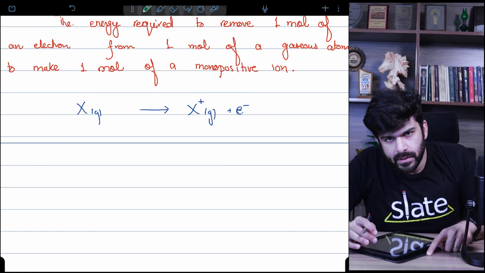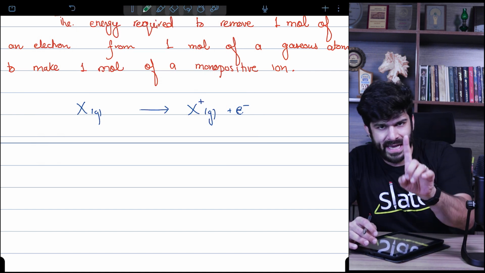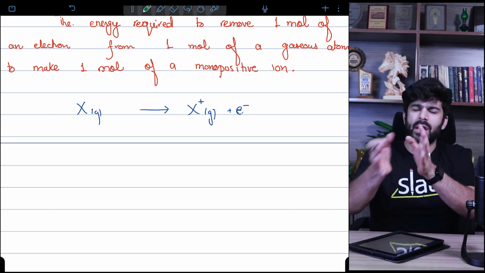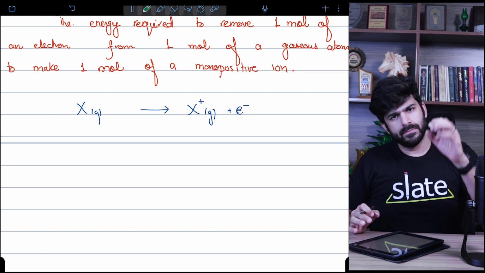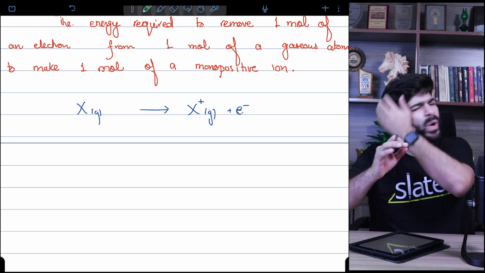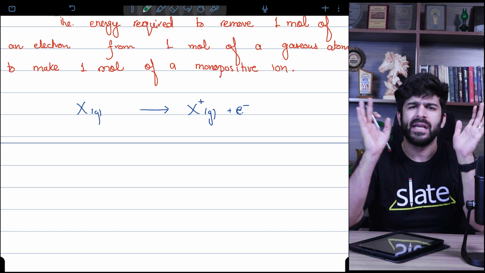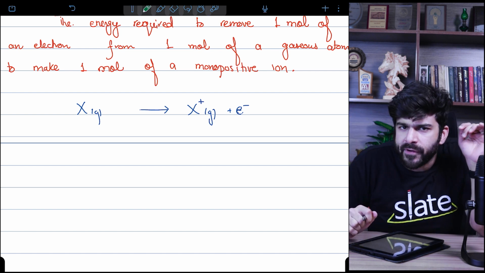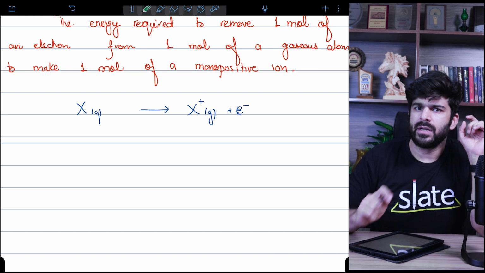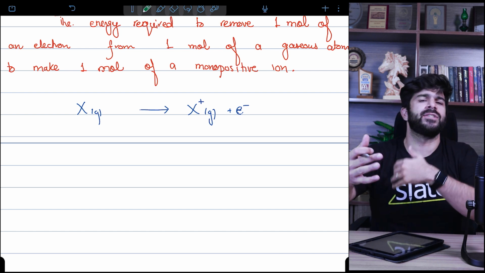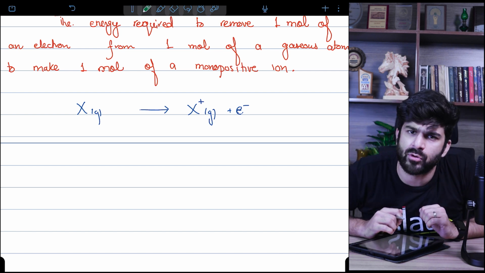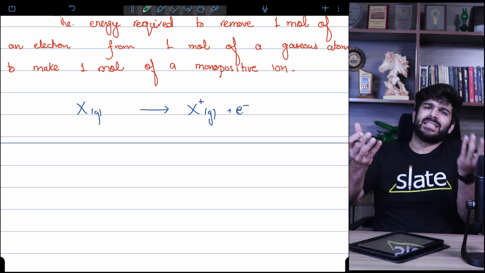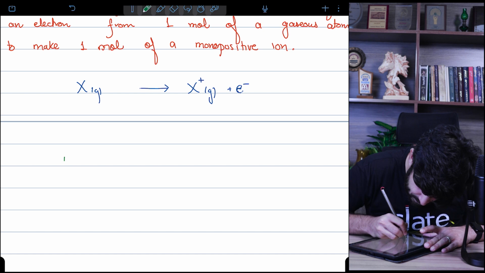Now, X can be any element. I repeat, for now, for AS, X can be any element. In A2, we are going to separate it out. But know one thing, we can remove electron from any element. We know that removing electron will make it a monopositive ion. But even the negative ions, for example, oxides, fluorides, we can remove their electron as well if we apply some force. So if we take the example of, for instance, sodium.